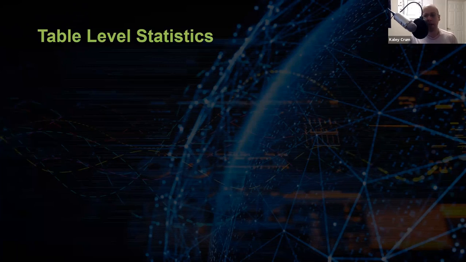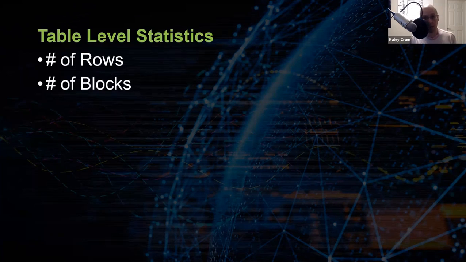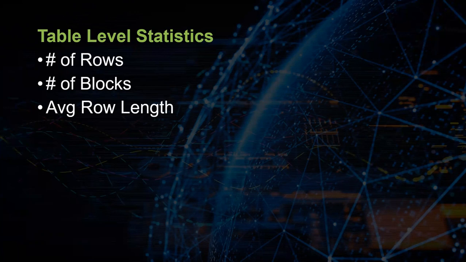Oracle uses statistics to come up with its cardinality estimates. Let's look at some of the statistics that Oracle records about tables and columns. First, we have table level statistics. These are statistics regarding things that are across the entire table. That's going to be things like the number of rows in the table, the number of blocks that the table occupies, and the average row length of a table.